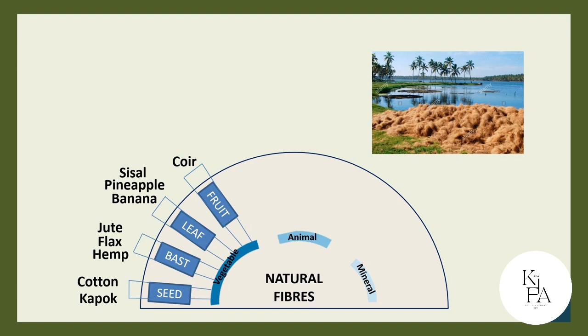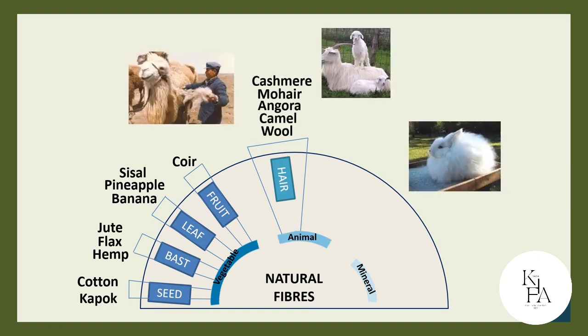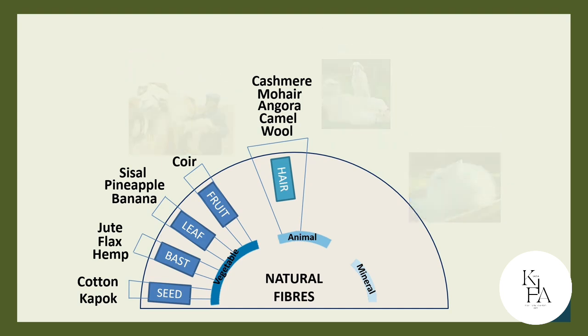Now moving on to animal fibers. They are found as the hair of mammals or as a secretion. Wool, camel hair, angora, mohair and cashmere are all hair fibers. Cashmere comes from the Kashmiri goat, which we commonly know as Pashmina wool. Silk is a secretion fiber.